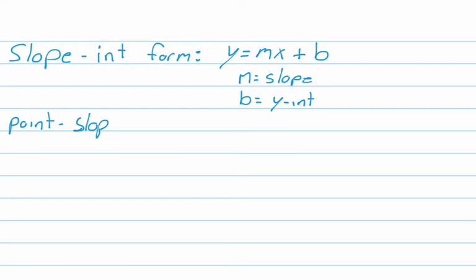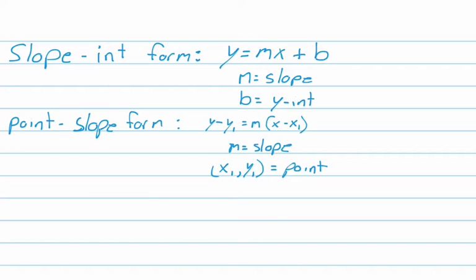Point-slope form. What do you think the two main ingredients are for point-slope form? What are the two main ingredients for chocolate chip pancakes? Chocolate chips and pancake mix. There you go. Two main ingredients. Point and slope. The point is the point on the line, and the slope of that line.